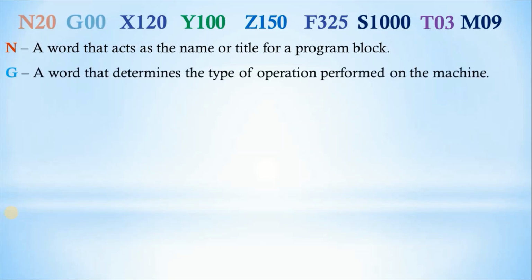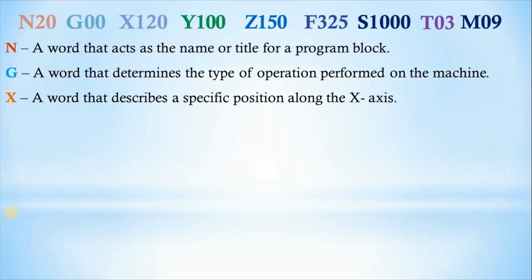Then G is a word that determines the type of operation performed on the machine. So the G code determines the type of operation which we are going to perform on the machine. Then X is a word that describes a specific position along the x-axis. The x-axis is the linear axis representing motions and positions that travel the longest distance parallel to the workpiece.